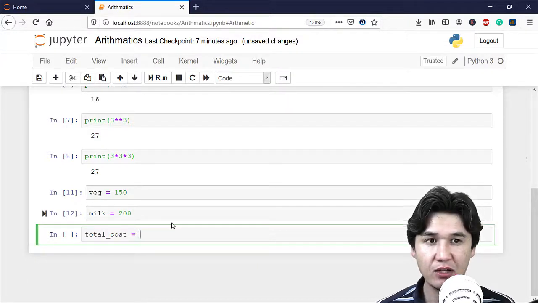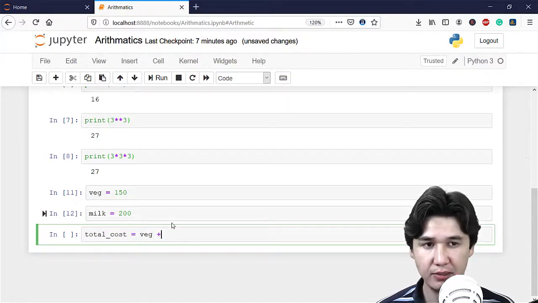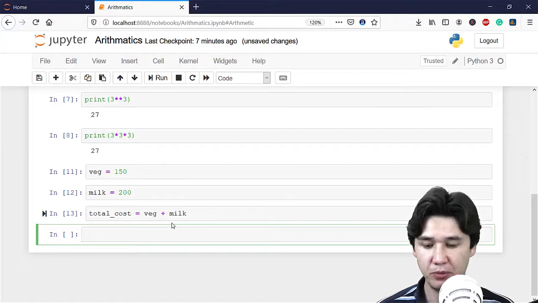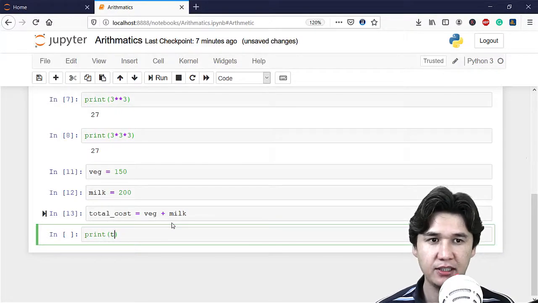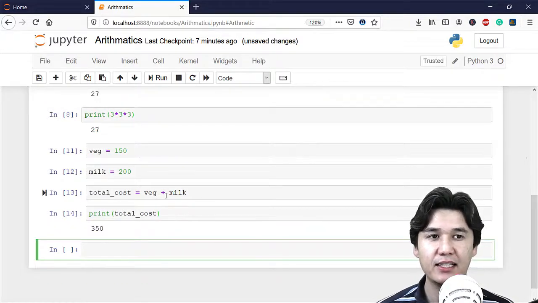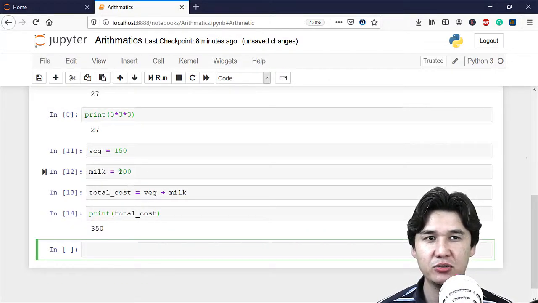Okay, added. Now what we are going to write: veg plus milk. Now when I run that program and call the total cost, we will get 350. It means 200 and 150 will be 350.